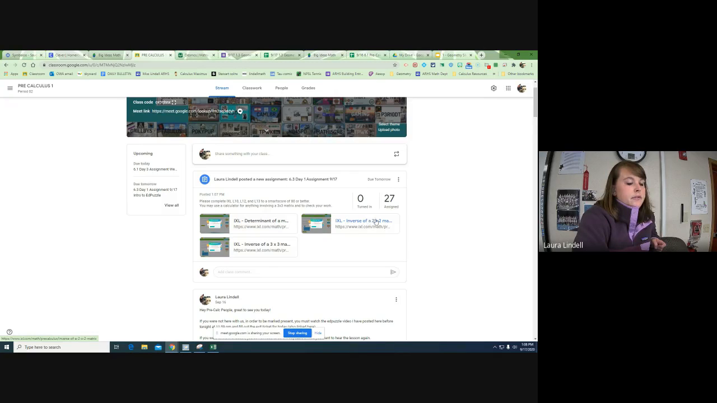Then we have inverse of a 2x2. I would like you to do that one by hand. But inverse of a 3x3, feel free to use a calculator. Any questions on what we're supposed to be doing for our assignment for today? Okay, make sure that you log in with Clever so that it saves your progress. I had a few people first period who were kind of sad because it did not save their progress because they didn't log in. So make sure you log in.